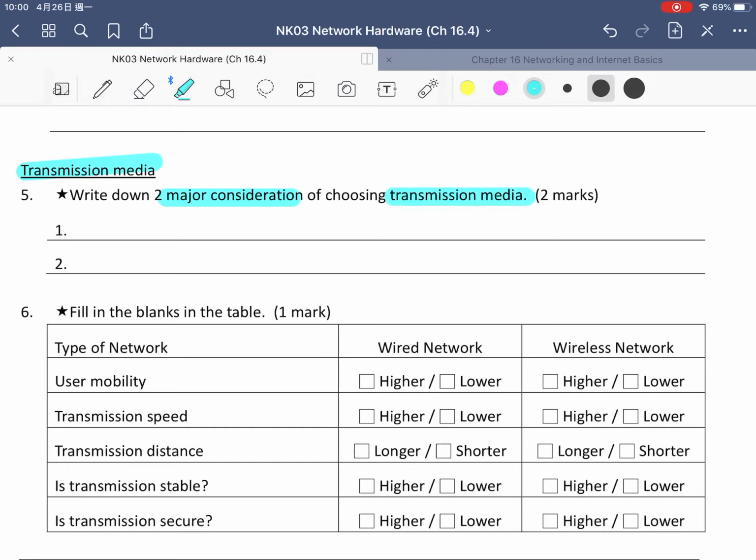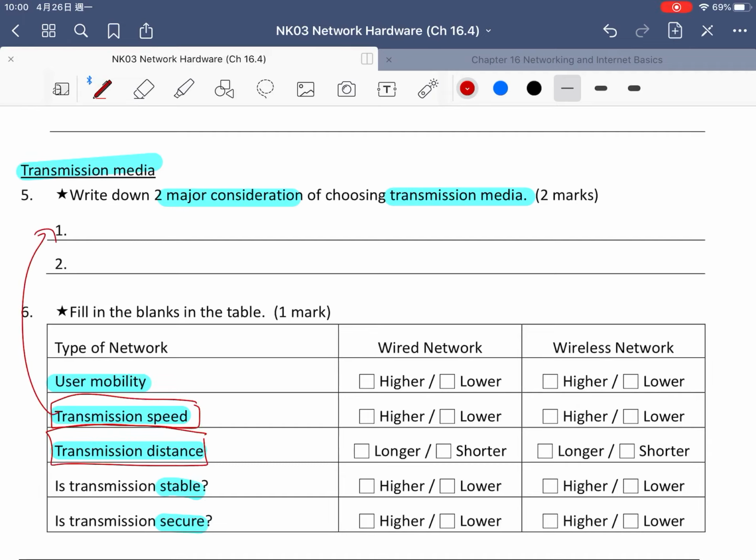There are some considerations. When you look at the question 6, you can see user mobility. Can you keep moving when you're using the network? Transmission speed, transmission distance, stability, and security. There are 5 considerations. But among these considerations, I think the transmission speed and transmission distance are the most important one. So when you consider the transmission media, first of all, you have to consider the speed and the distance first.